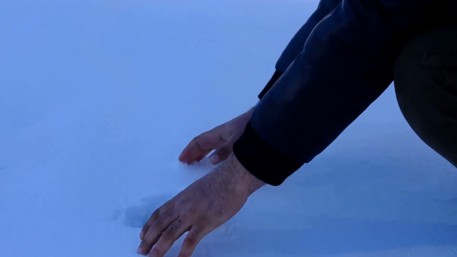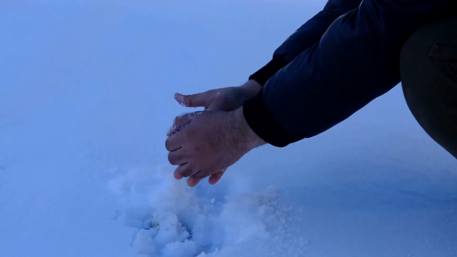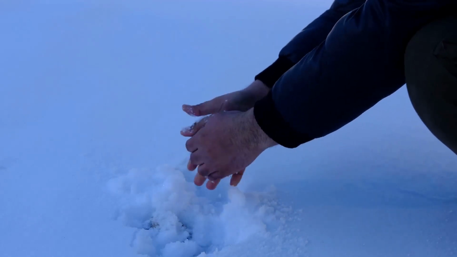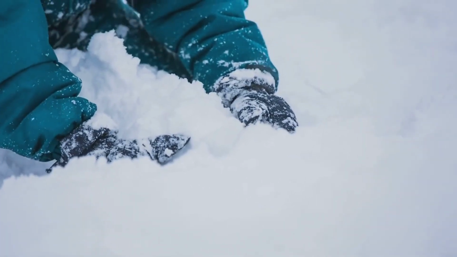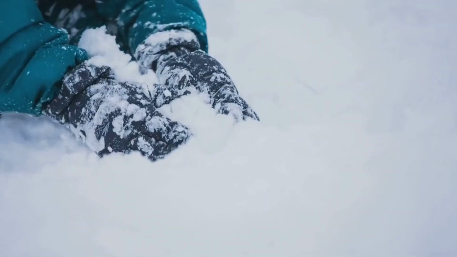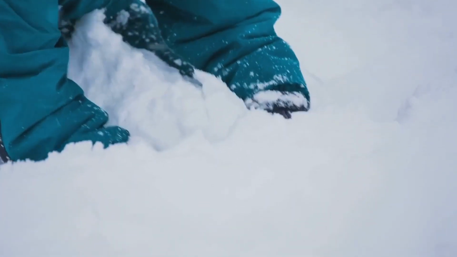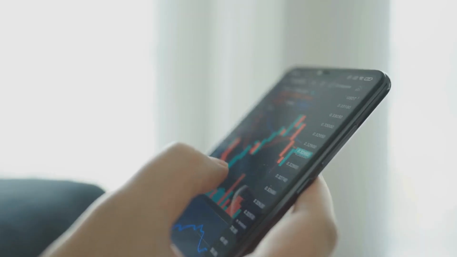Think of it like a snowball rolling downhill. As it rolls, it picks up more snow, growing larger and faster. That's your money with compound interest. The snowball effect is what makes compound interest so powerful. The longer your money is invested, the more time it has to grow.